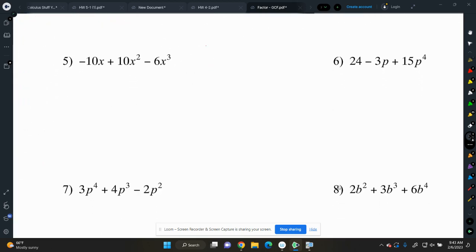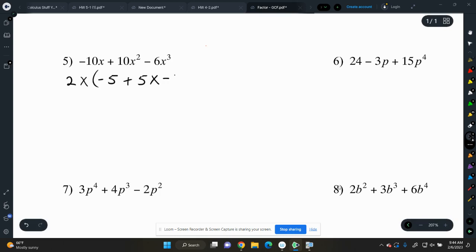Okay, number 5. Jonah, what'd you take out of it? 2. Yeah, because if you look at the 6, the factors are 1, 2, 3, and 6. Well, 6 does not go into 10, so the biggest number we can take out is a 2. Can you take anything else out? X, 2x, yes. Leaves us with negative 5. If I take x out of x, it just leaves 1. Plus 5. X out of x squared leaves us with x. Minus 3. X out of x to the third leaves us with x squared. Okay.